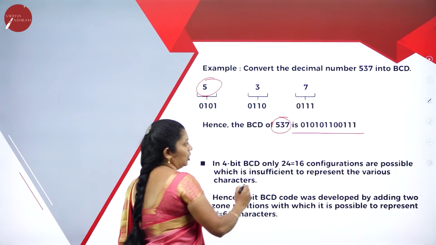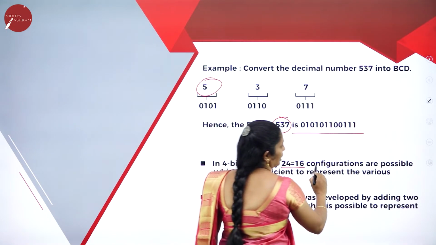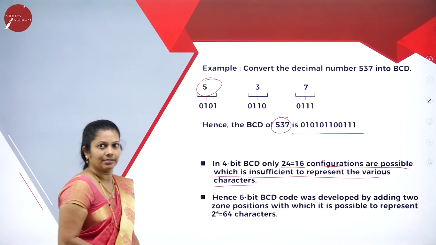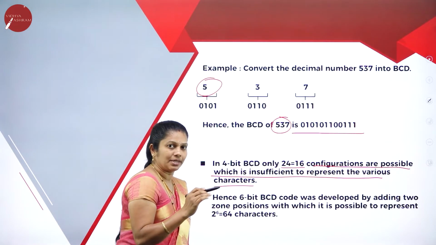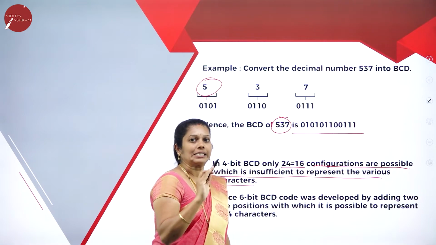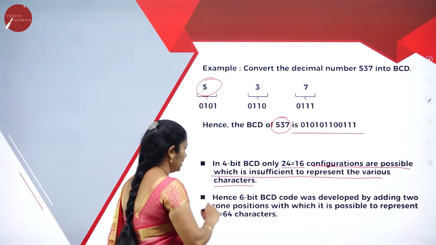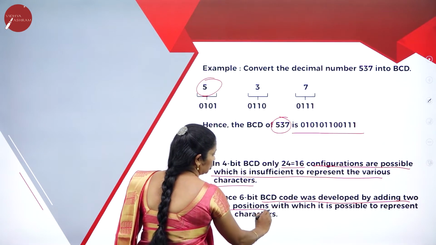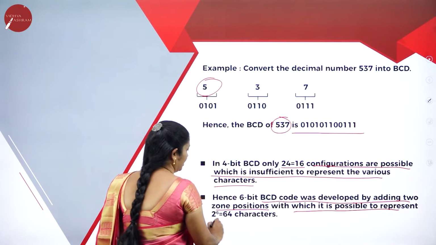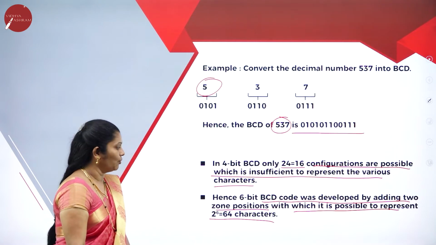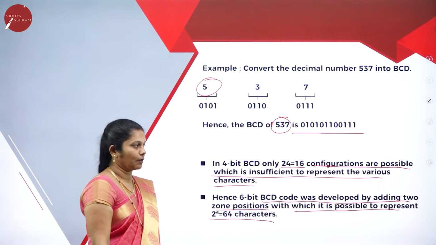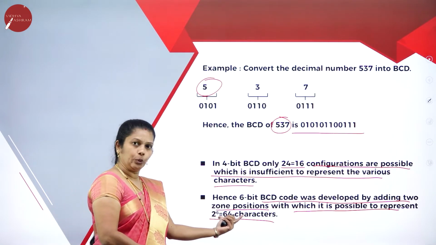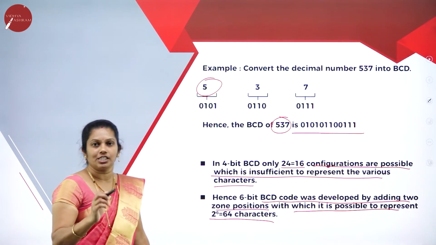In 4-bit BCD, 2 to the power of 4, that is 16 configurations are possible, which is insufficient to represent the various characters. It means that if I want to represent all the characters, it is not possible. Only 16 different characters we are able to represent. Hence, 6-bit BCD code was developed by adding 2 zone positions, with which it is possible to represent 2 to the power of 6, that is 64 different characters. Whereas in the beginning only 16 characters could be represented, later on, by adding 2 bits, they can represent a total of 64 characters.